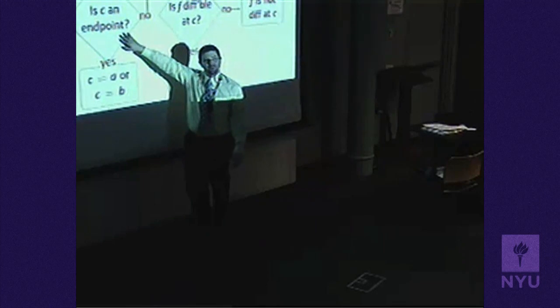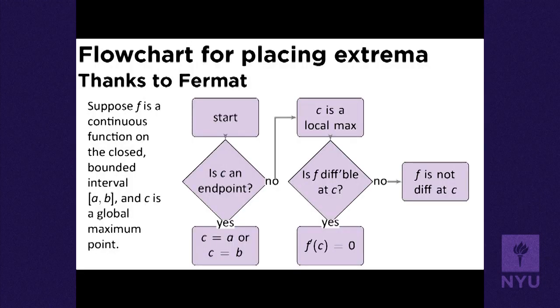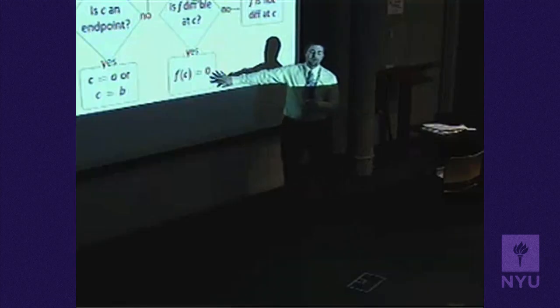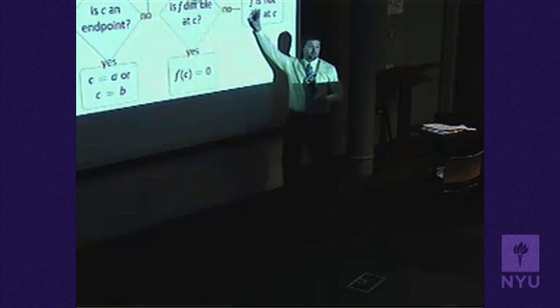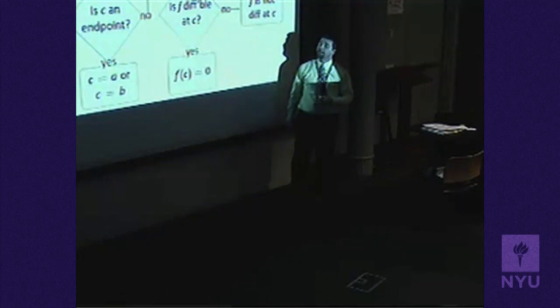If it's not an endpoint, then it's inside the open interval A to B. And what that means is that it's also a local maximum. Because at a local maximum, you have to be able to get an open interval around that maximum. And that can happen only if the point is inside the domain. So if it's a local max, then either it's differentiable at that point or it's not. If it is differentiable at that point, I have a local maximum at a point where the function is differentiable, and Fermat says the derivative has to be zero. If the function's not differentiable at that point, well, it's not differentiable, but that's probably a condition I can solve for as well.